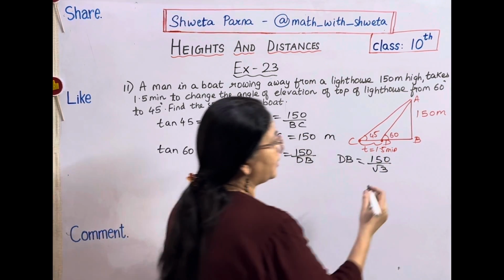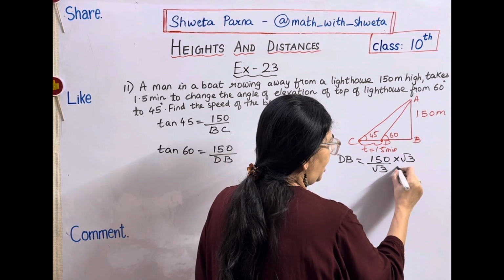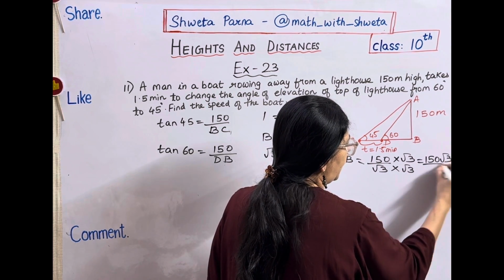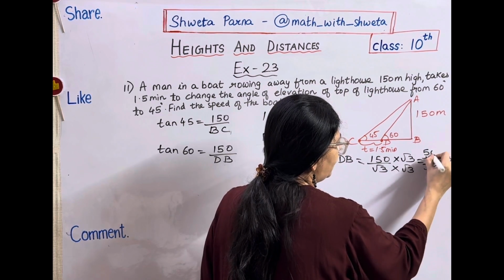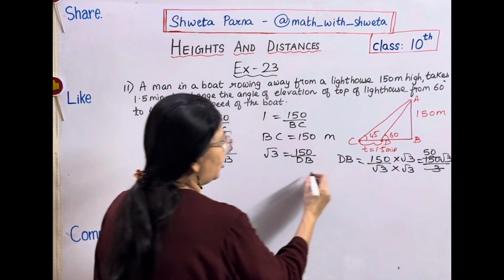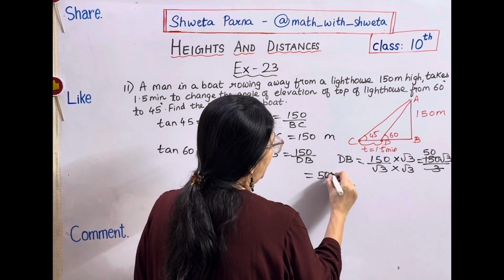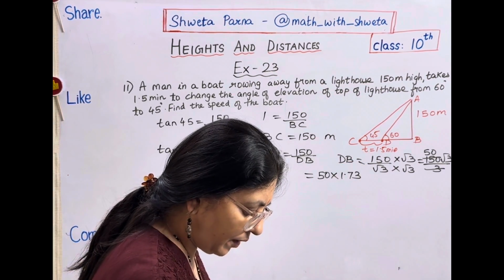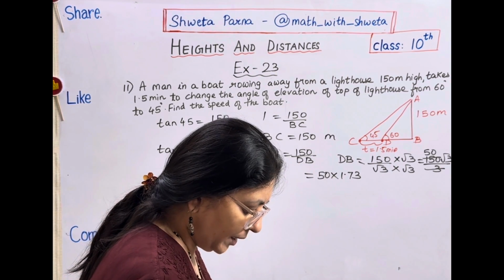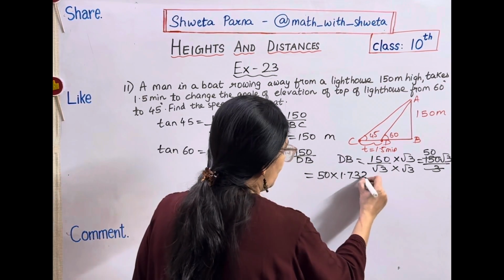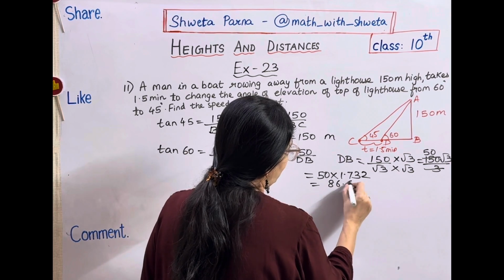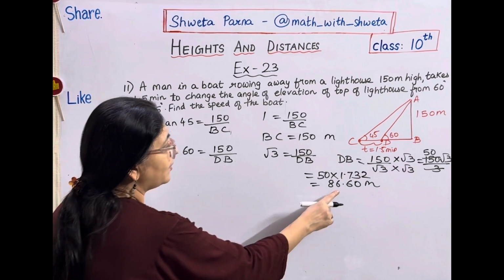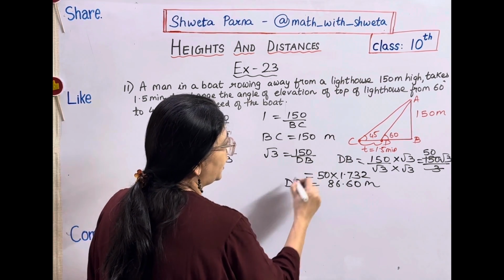Now you can't keep it like that. Rationalize it, multiplying by root 3 into root 3. So this will become 150 root 3 upon 3. That means it is 50 root 3. So what is the distance? 50 into 1.73, as in the question they have given 1.73. So when you multiply 1.732, you will get 86.60 meters. This is the length for DB.